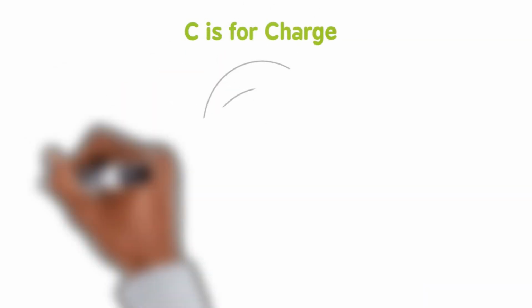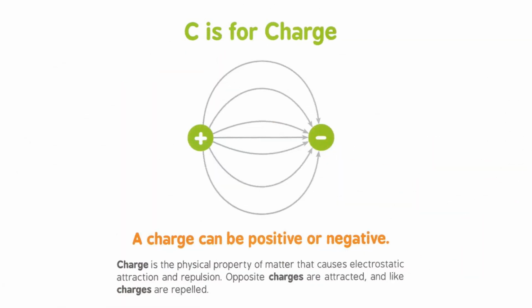C is for charge. A charge can be positive or negative. Charge is the physical property of matter that causes electrostatic attraction and repulsion. Opposite charges are attracted, and like charges are repelled.